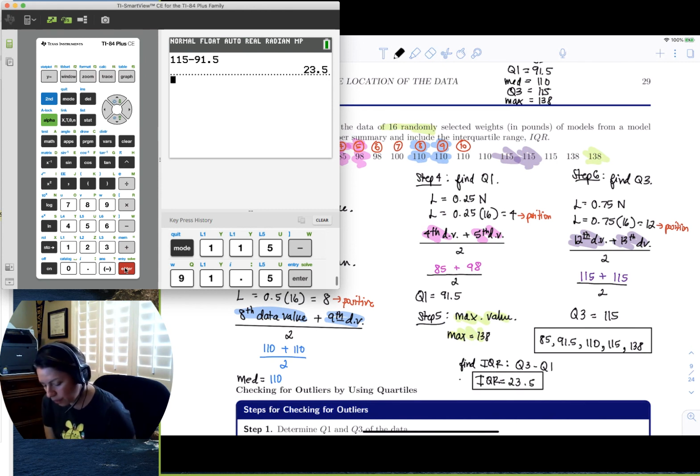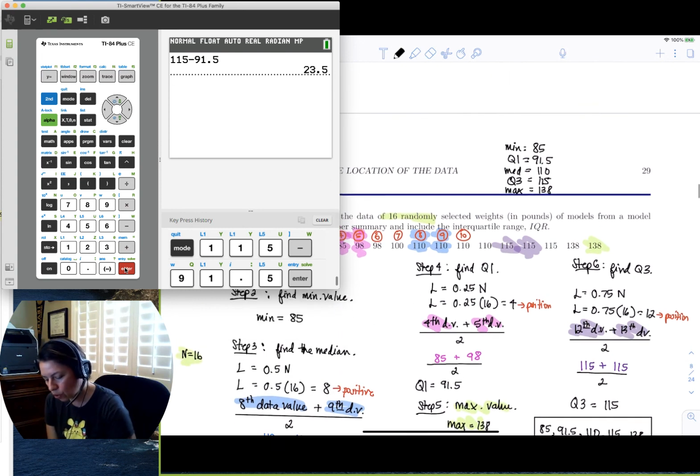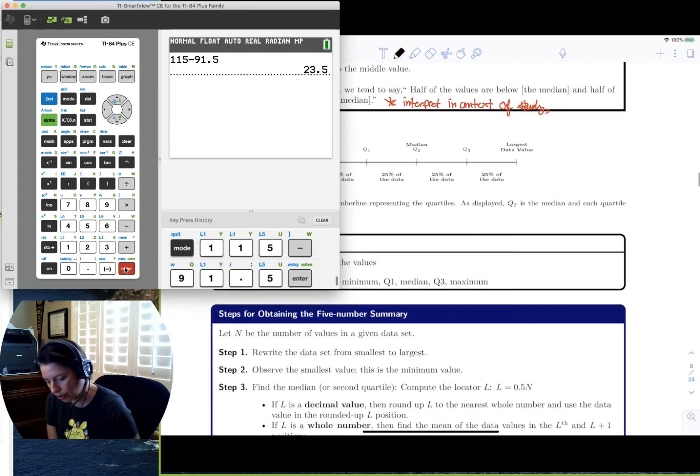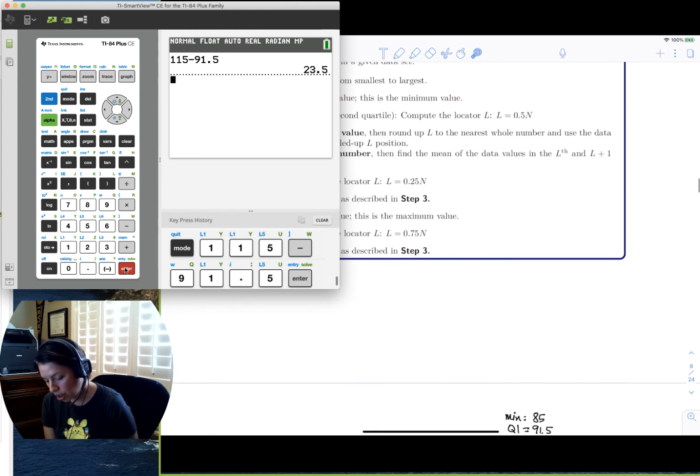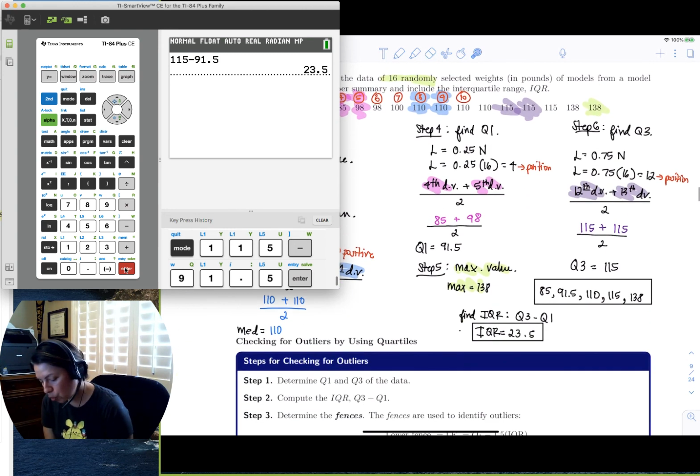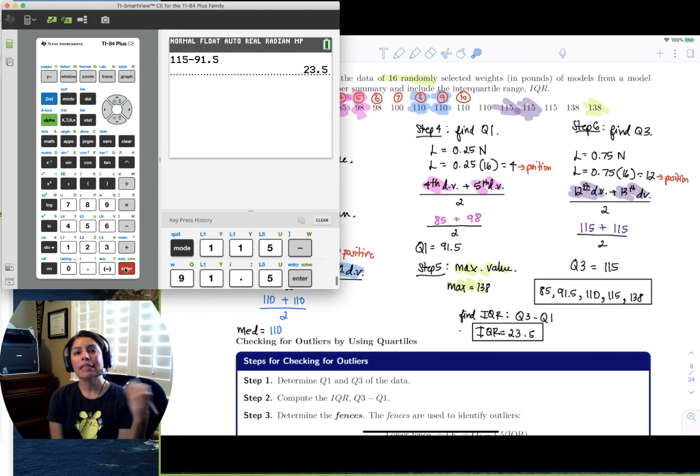All right, and then we just want to make sure that we understand what the IQR is. Remember that if we scroll up to the number line here, the IQR is the middle 50%. So this means that the middle 50% of data values range by 23.5. If I say this in context of models and their weights, I would say the middle 50% of models' weights has a range of 23.5 pounds. That's what I would say.